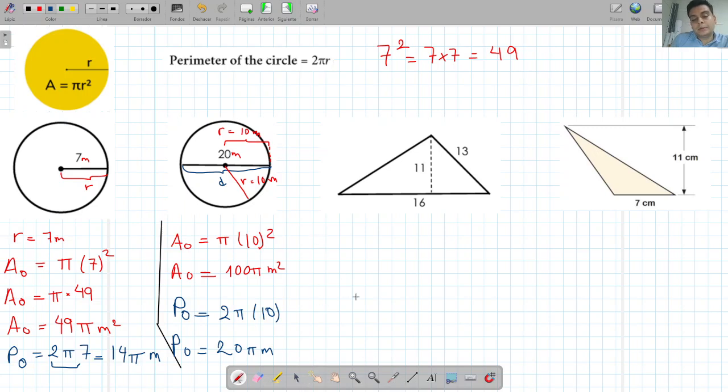Very good. Now we have plenty of exercises, don't worry. For a triangle, let's see, we got the base. In this situation we got a base.